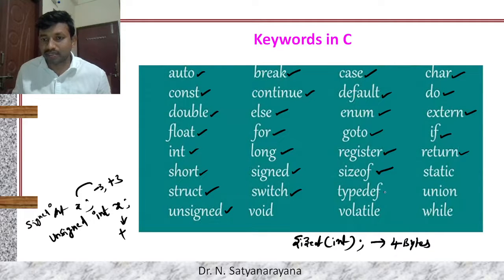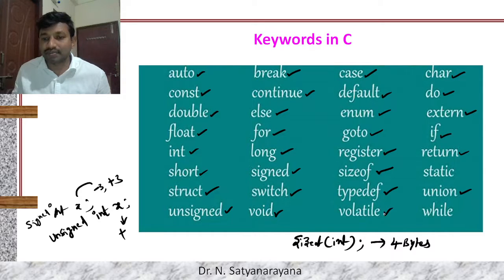If somebody wants to define a new data type from an existing data type, you can use typedef. Union is also used to define user-defined data types. Void means nothing. In fact, sometimes a function performs a certain task but won't return any value. In such a case, the return type could be void.